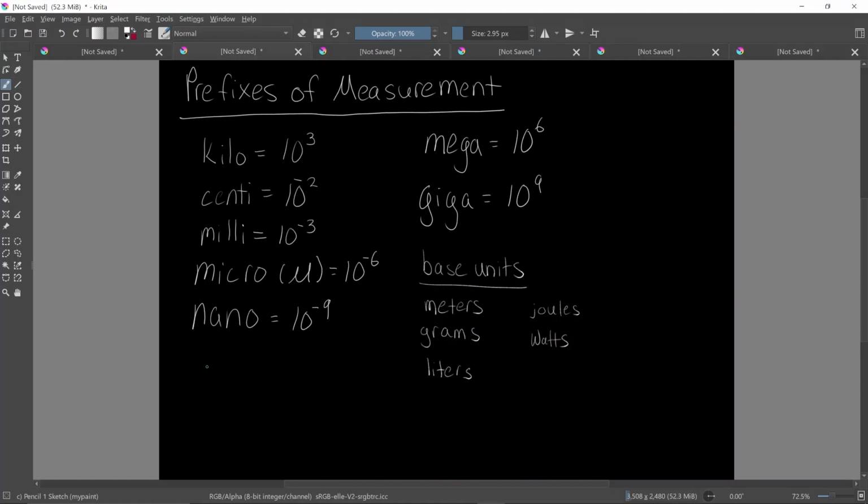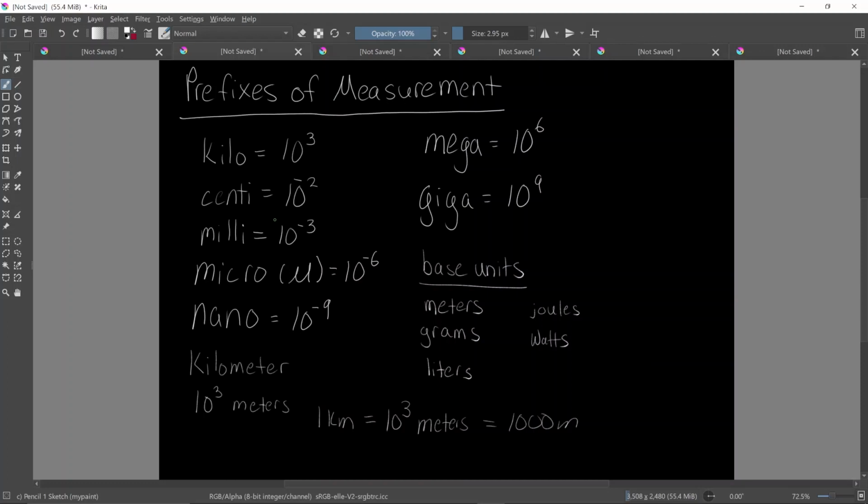And one way to think of it is if I say I have 1 kilometer. Well, if you look up top, you see kilo equals 10 to the third. So I put 10 to the third meters. So you get a nifty little conversion factor. You have 1 kilometer is equal to 10 to the third meters, or 1,000 meters. And this is where you get your conversion factor when you convert between units.